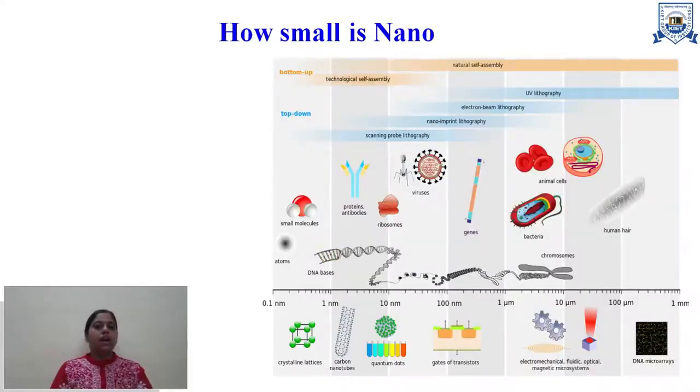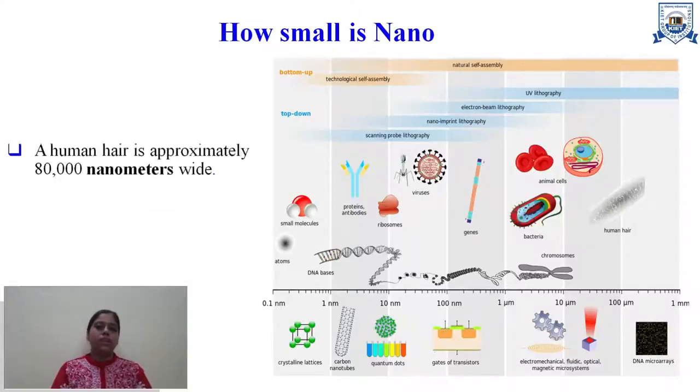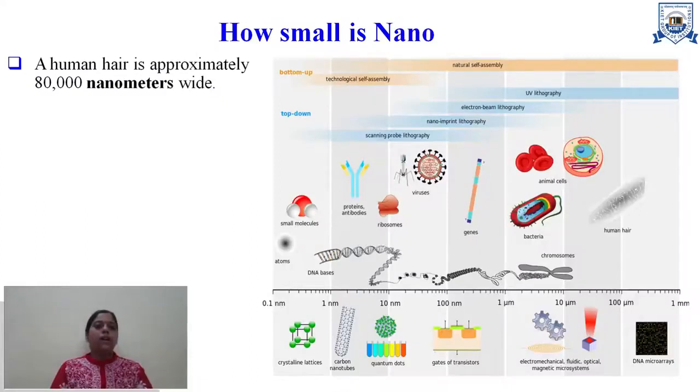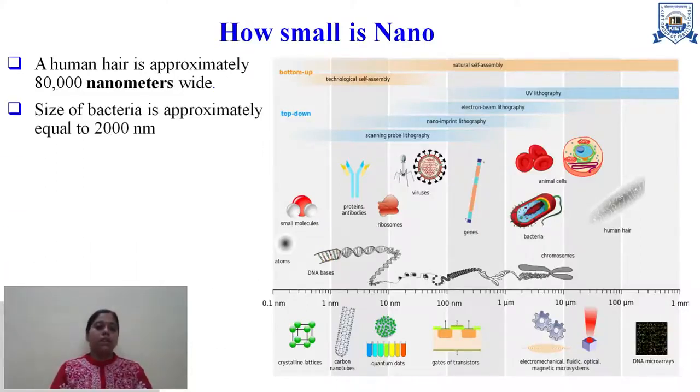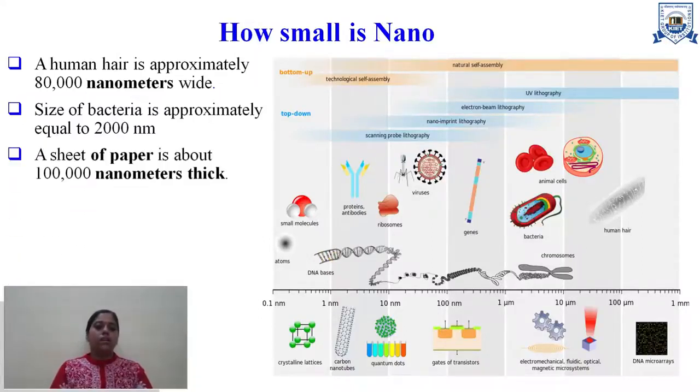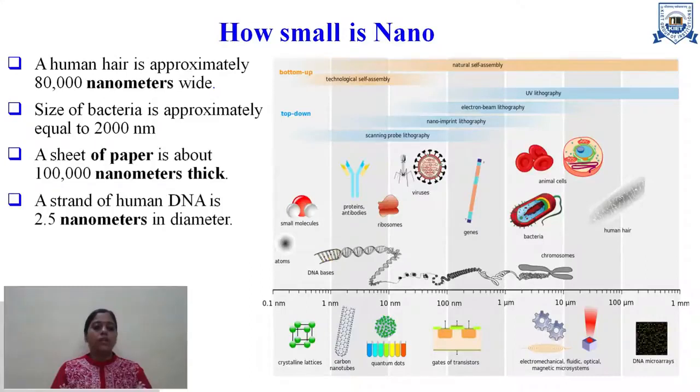Now the question arises, how can we understand how small nano is? We cannot see nano with the naked eye. If we compare a human hair, which we can see, it is approximately 80,000 nanometer. The bacteria size is about 2000 nanometer, while a sheet of paper is about 1 lakh nanometer thick. A strand of human DNA is 2.5 nanometer in diameter. So we can see how small nano is.